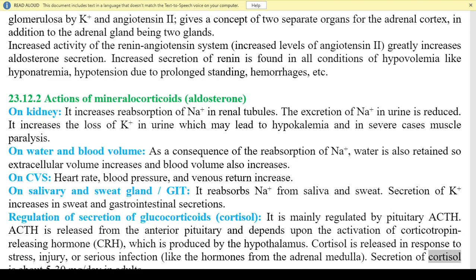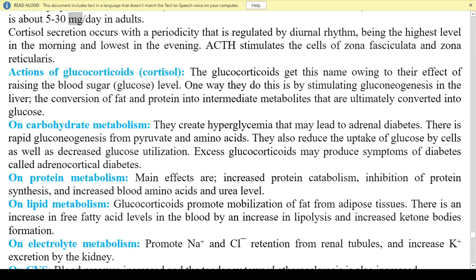Secretion of cortisol is about 5-30 mg/day in adults. Cortisol secretion occurs with a periodicity that is regulated by diurnal rhythm, being the highest level in the morning and lowest in the evening. ACTH stimulates the cells of the zona fasciculata and zona reticularis.